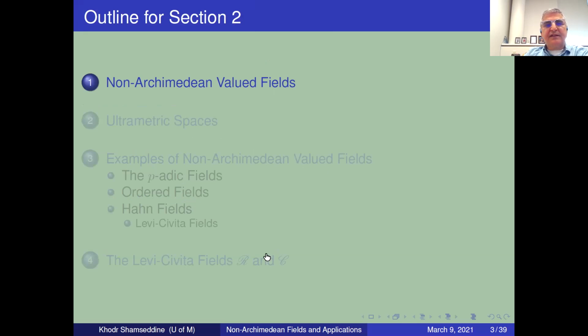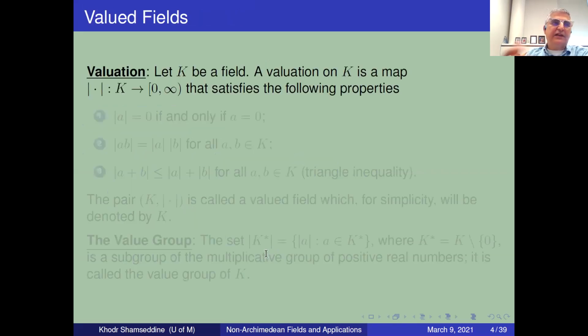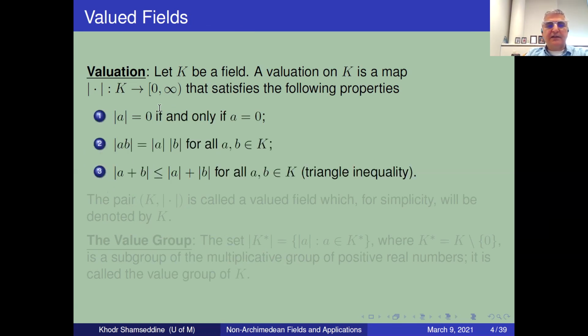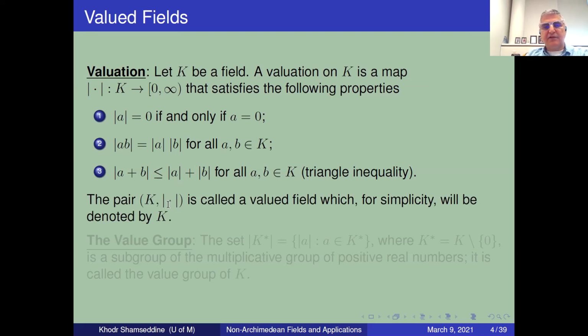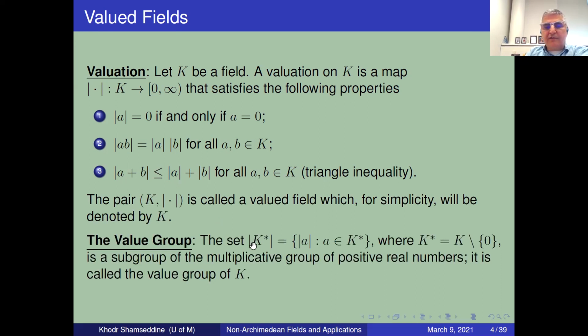Okay, so I start with non-Archimedean valued fields. First, we define what we mean by a valued field. Given a field K, a valuation is a map from K to the set of non-negative real numbers that satisfies the following properties, which look like the properties of the absolute value in R and C. So we can think of the valuation as a generalization of the concept of absolute value in R and C. The pair is called a valued field, and for simplicity, we will simply denote it by K. The value group is the set of all valuations of non-zero elements of K, and this is isomorphic to a subgroup of the multiplicative group of positive real numbers.